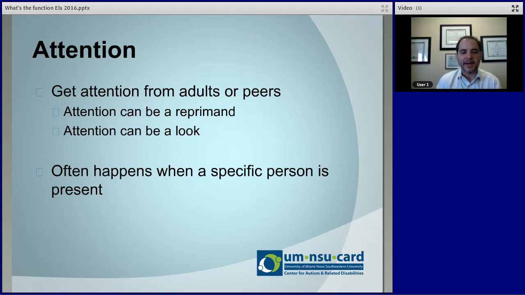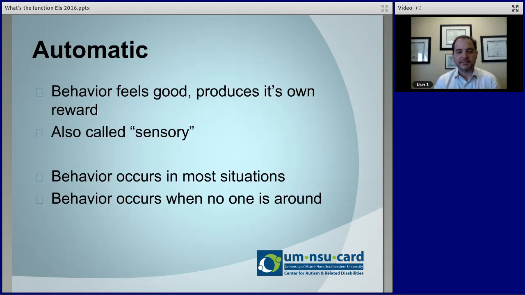But we'll talk about how we actually address this function, and you'll see why this one tends to be a particularly tricky one. The attention function will often happen when a specific person is present. We probably are familiar with situations when the individual or a child behaves one way in the presence of one person and behaves totally differently in the presence of another person. And it's probably because of the attention. This person gives me the attention, or this person has the attention that I like, while this person doesn't.